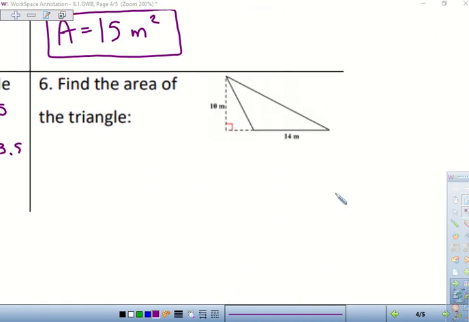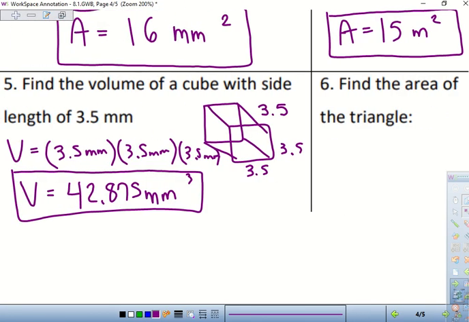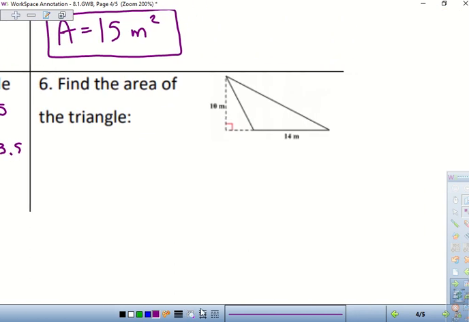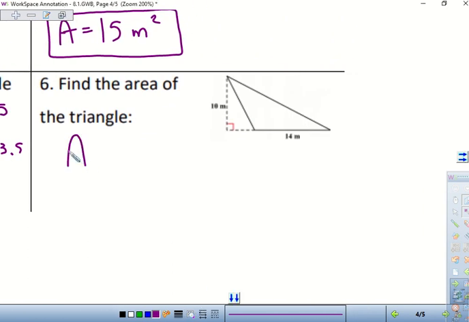Find the area of the triangle. Can you go back a little bit? So the formula for area of a triangle is 1/2 base times height. So we have to determine what the base and the height is. So what's the base of this triangle? Good. And the height is?